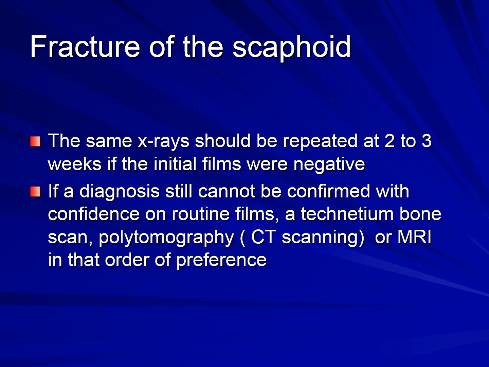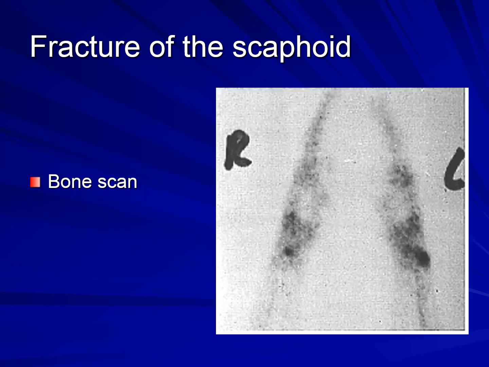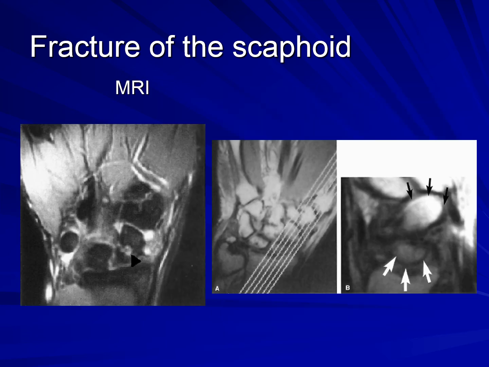For the fracture of the scaphoid, the same X-ray should be repeated at 2 to 3 weeks sometimes if the initial film is negative, but there is still pain or tenderness at the anatomical snuff box. If the diagnosis still cannot be confirmed with confidence from the routine films, we need another radiological tool like technetium bone scan or CT scanning or MRI in order of preference. This is an example of the bone scan of the scaphoid fractures on the left side. This is MRI showing fracture of the scaphoid waist.